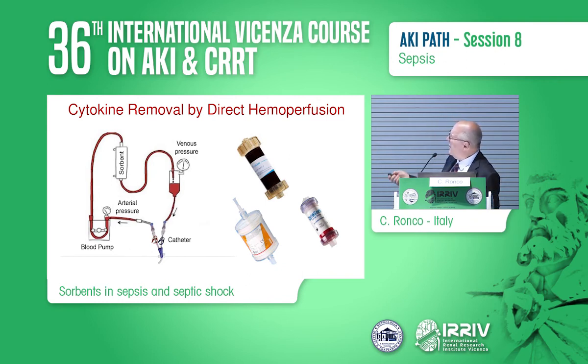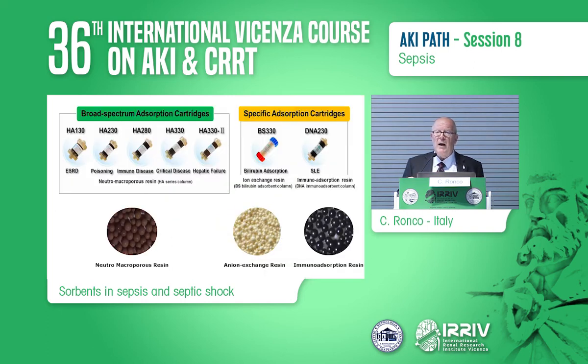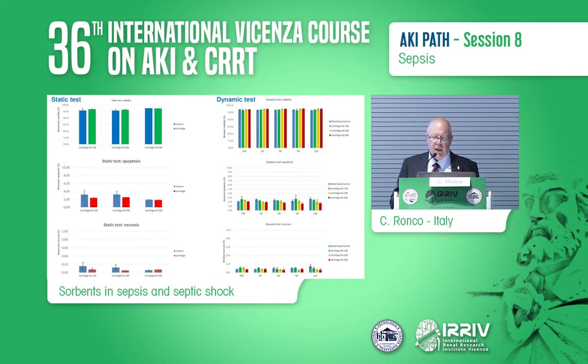So after the endotoxin removal, we have the possibility to remove cytokines with different columns. You see, we have different columns. I'm not just proposing one instead of the other. I'm just saying that we have different methods. And we have tested, for example, recently the different columns from Jafron. We were somewhat worried about biocompatibility because we want to remove cytokines, but we don't want to generate any adverse effect. And what we found was absolutely no difference, both in static and dynamic conditions, in terms of cell viability when incubated with this.